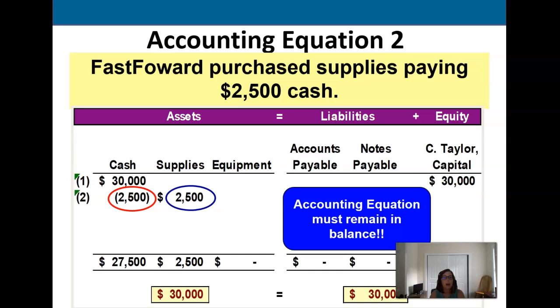Now we see here our first initial transaction is still here, but now we see that our cash has been reduced. So we got cash down here of all we have left now is $27,500, but we have these supplies. So between the two, we still have $30,000 in our cash account, or excuse me, in our assets, and nothing happened on the right side of the equal sign. So the C. Taylor capital account is still there, and our accounting equation still holds true.